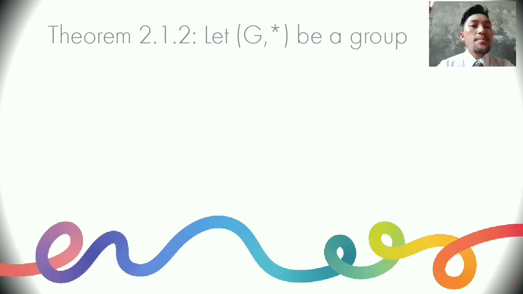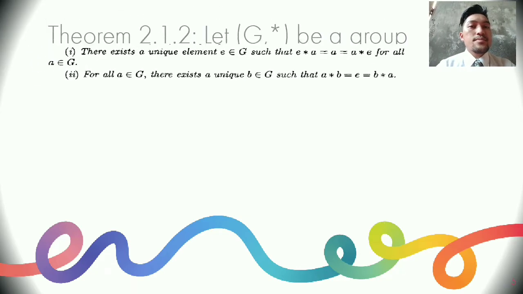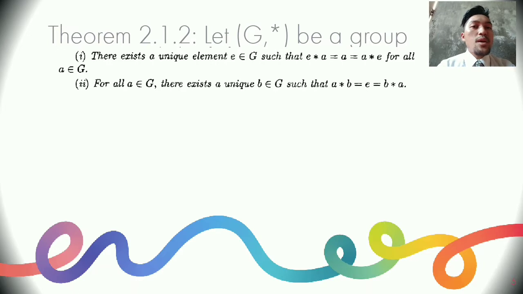Theorem 2.1.2. Let (G, star) be a group. Number 1, there exists a unique element e that belongs to G such that e star a equals a equals a star e for all a that belong to G. Number 2, for every element a that belongs to G, there exists a unique b that belongs to G such that a star b equals e equals b star a.